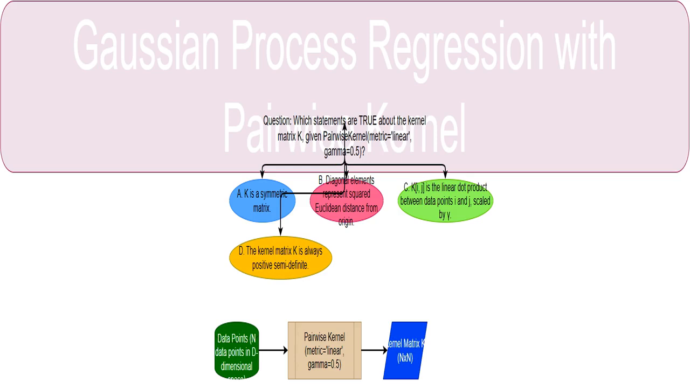I'm evaluating the properties of this kernel matrix. Is it symmetric? What do the diagonal values mean? What does each cell in the matrix represent? Is the matrix positive semi-definite? These are the crucial questions I'm addressing here.